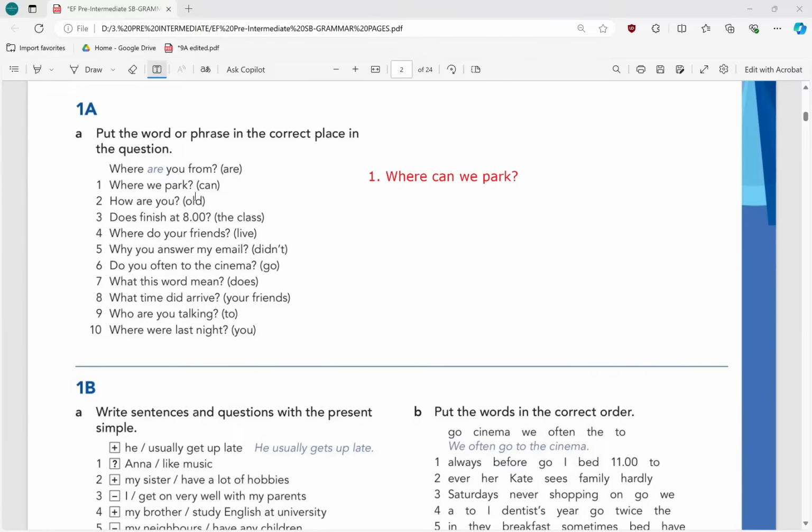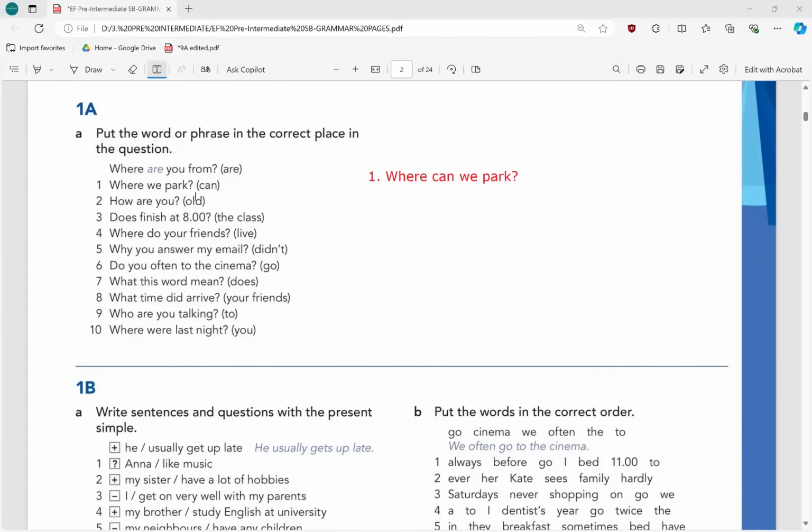That's it. Number 5, why you answer my email. So we got here didn't is the auxiliary. Why is the question word. And you is the subject. Answer is the infinitive. So in a question, the auxiliary we must put before the subject. So it will be why didn't you answer my email? Okay, we'll write it down now. Why didn't you answer my email?